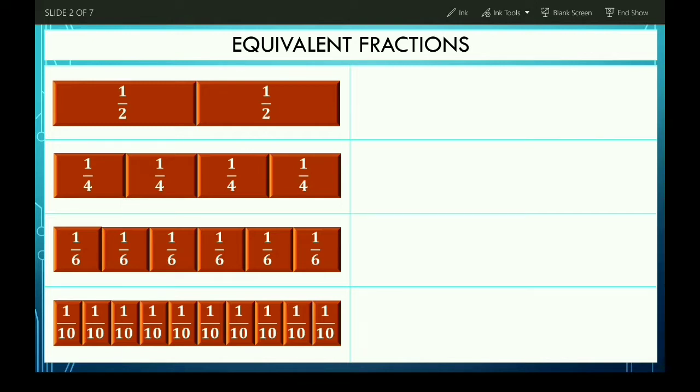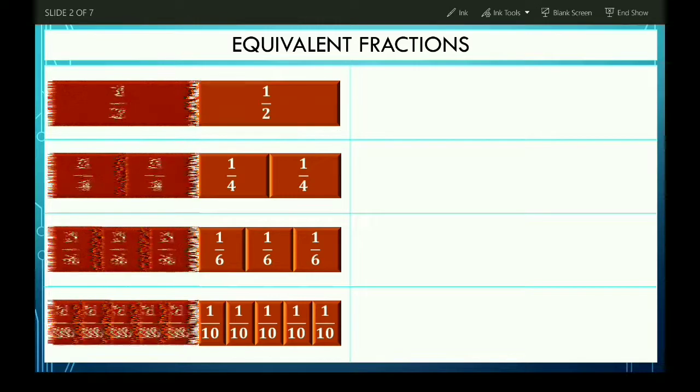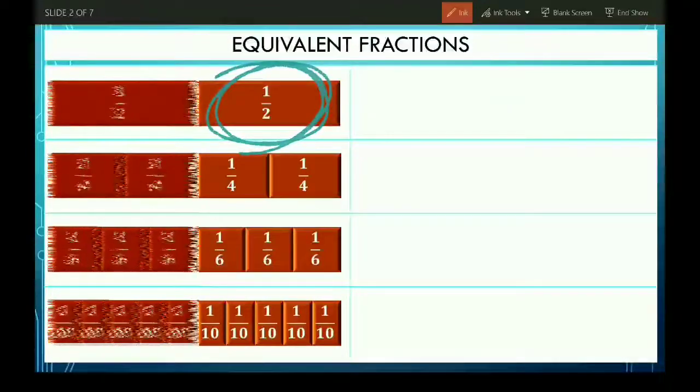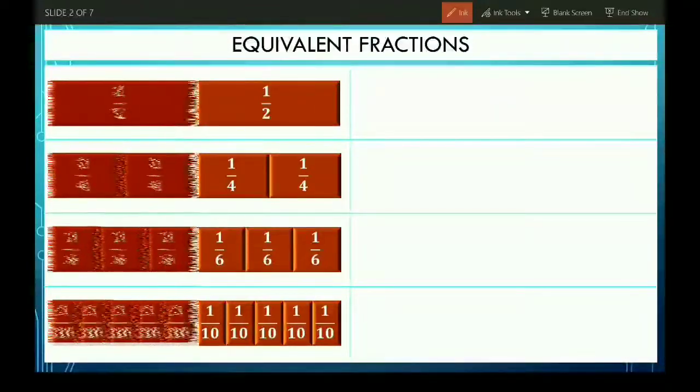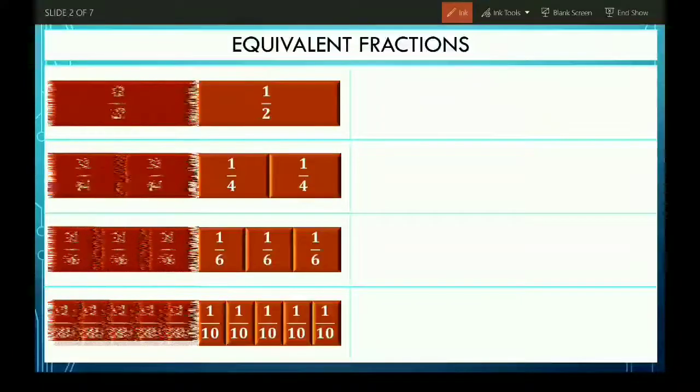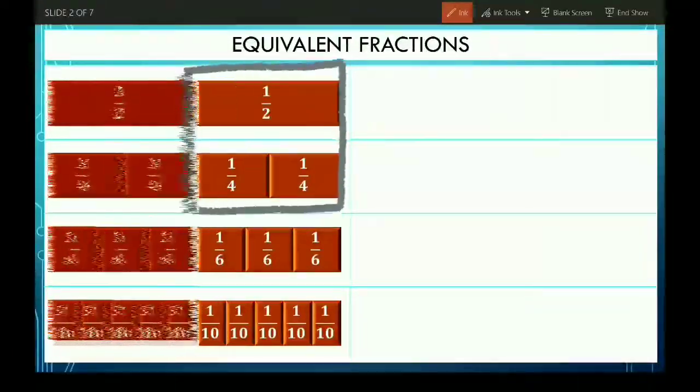Now, for us to understand equivalent fractions, I'm just going to hide half of each of the bars and we're going to focus on one half. So the first thing, if we look at the half on this chocolate bar and if we compare it to the 2/4 that we have on the chocolate bar below, you can see that they're exactly the same size.